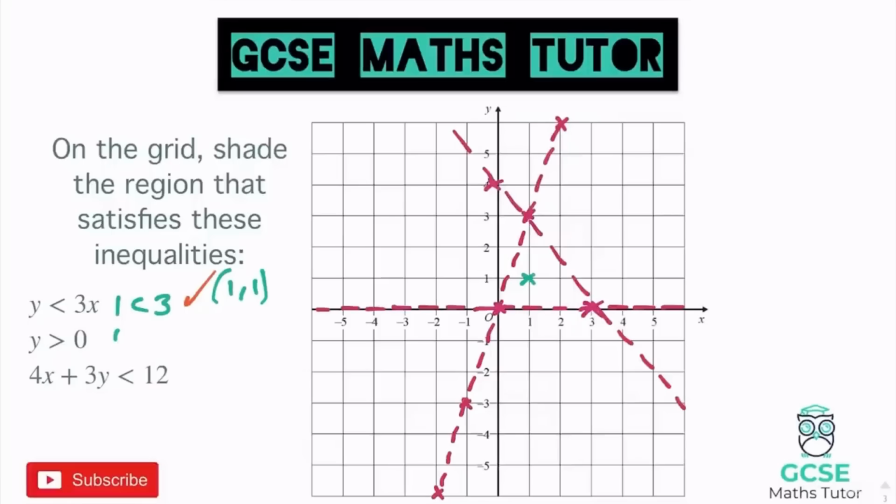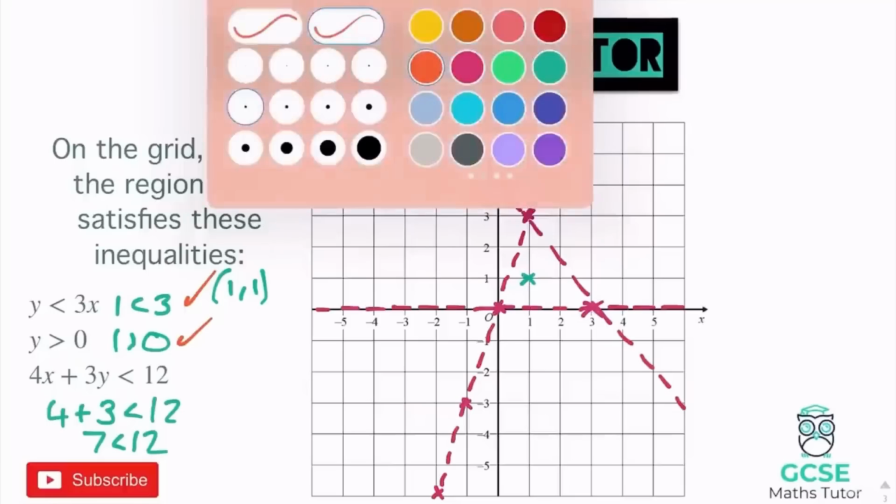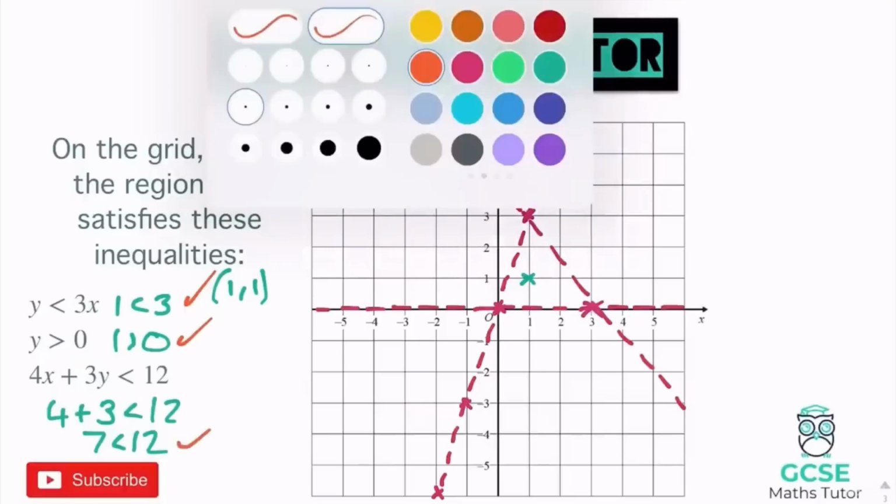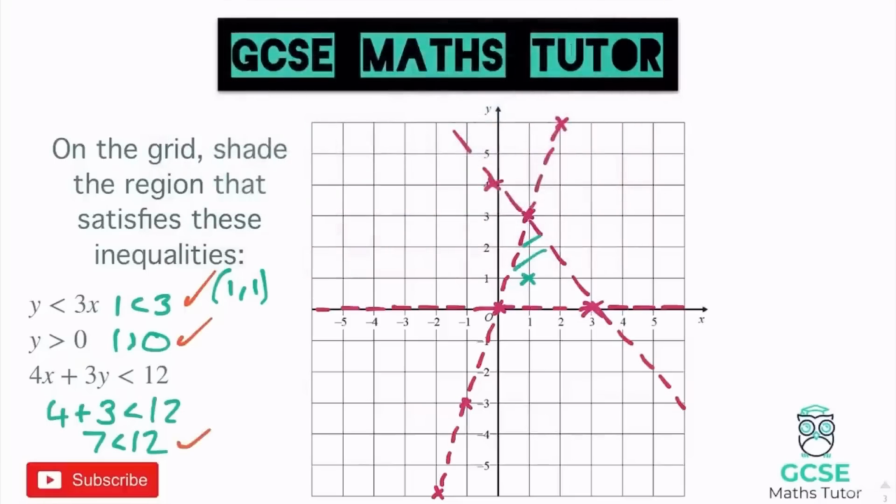The next one, we've got 1 is bigger than 0. Y is 1, sorry. So 1 is bigger than 0. That's correct. And on to the last one. 4 lots of 1 is 4. Plus 3 lots of 1, which is 3. So 4 plus 3 is less than 12. And that's obviously 7 is less than 12. And that's correct as well. So we can tick that off. And there we go. That is our region. Definitely correct there in the middle. Again, this little triangle on the inside.